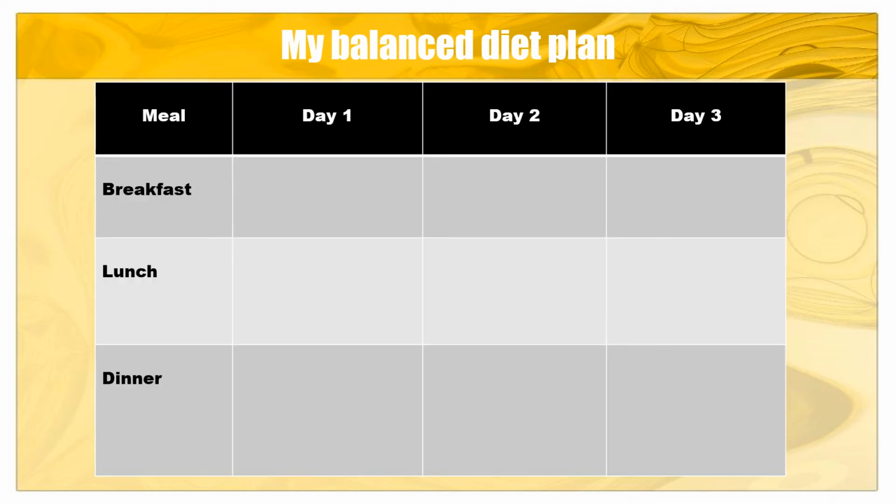Now let's try and create a balanced diet plan for ourselves. So in your book, there is an activity about creating a diet plan for 3 days. So you are going to think of the food that you're going to eat and create a balanced diet plan. You have to make sure that in one day you are getting different nutrients from different kinds of food in the correct proportion. Let me give you an example.